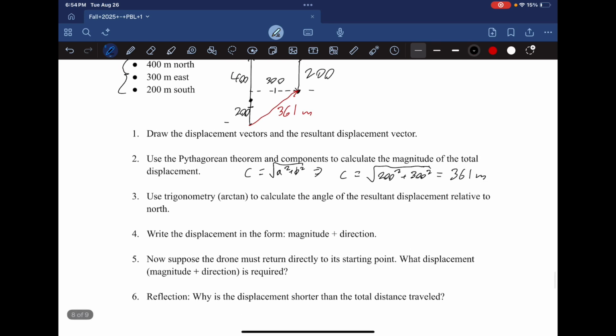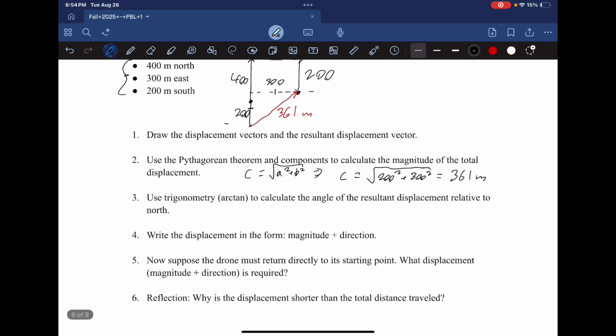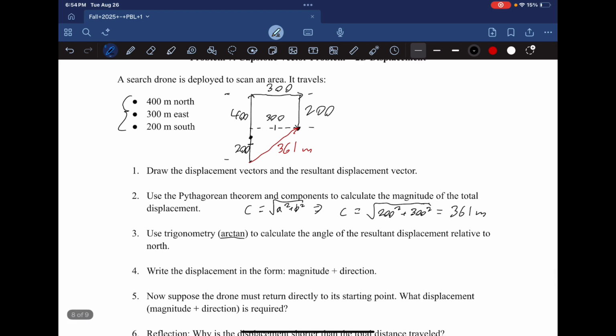Now it wants us to use trigonometry to calculate, specifically arctan, to calculate the angle of the resultant displacement relative to north. So if we have north here, and then our displacement vector is this way, what it wants is this angle relative to north. So going away from north. So it wants this theta here. You can see in our diagram that is this theta here.